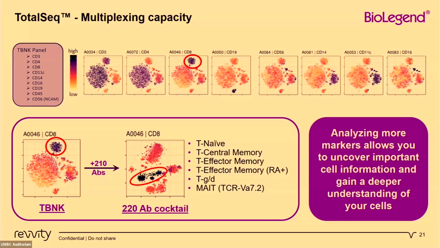But what's within that CD8 cluster there? We had a panel before we narrowed down our total sig-A universal cocktail, a panel that was 210 antibodies. And by increasing the plexity of that panel, you're really able to take this CD8 cluster and make it into many more, where you have naive cells, central memory, effector memory, T effector memory. We can look at gamma deltas, we can look at MAITs. So looking at more markers really allows you to uncover important cell information and gain a deeper understanding of the cells in your PBMCs or wherever your samples are coming from.